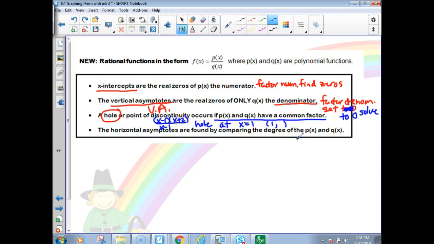Horizontal asymptotes are found by comparing the degree of the numerator and the denominator. So I'm going to give you some rules for that. You're going to compare numerator to denominator.